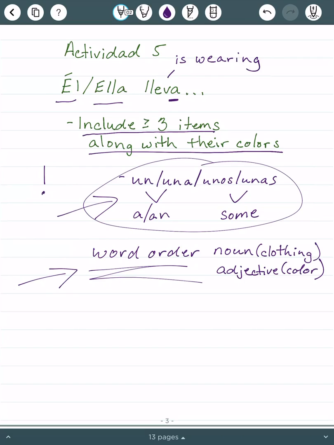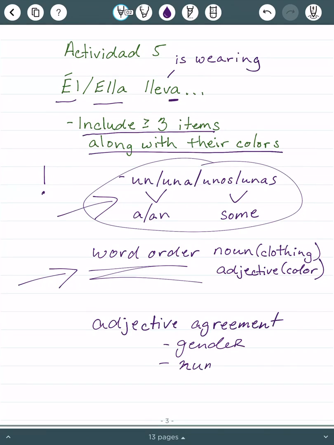And then the last thing there is adjective agreement. Remember, if your noun is masculine or feminine, your adjective needs to agree. So that's gender. And then if your noun is singular or plural, it needs to agree there too. So that is number. So that is also not sounding like a toddler. So those are the things you're working on.